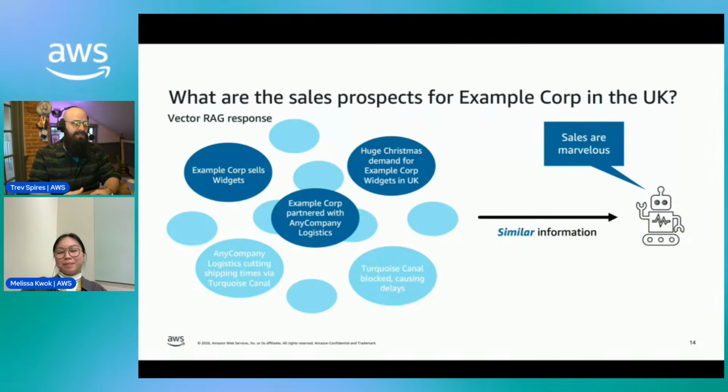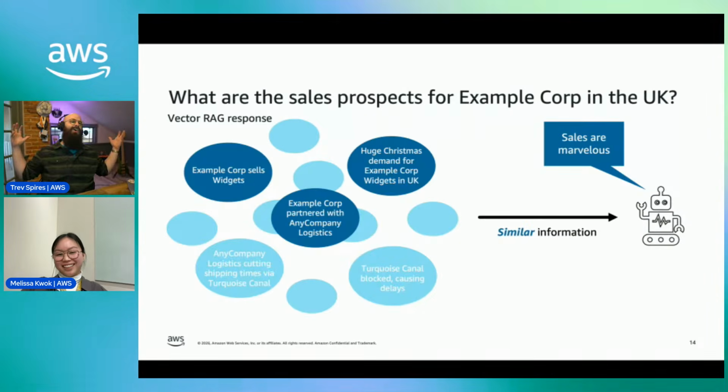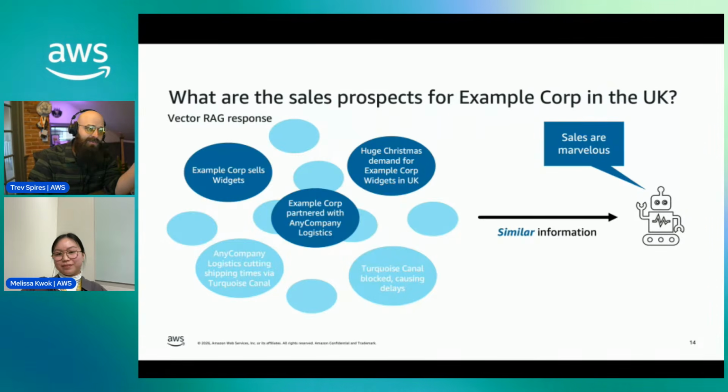Yeah. And I don't want to steal your thunder. So tell us, how does Graph solve for that missing context? Because from what I'm seeing here, sales may not be so marvelous if the turquoise canal is indeed blocked.